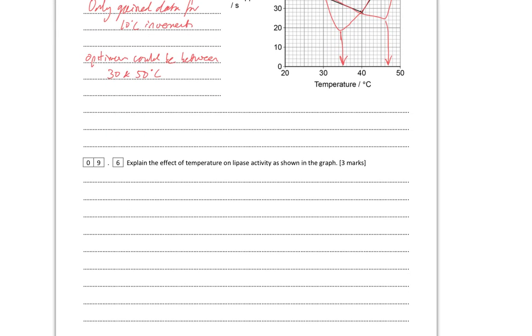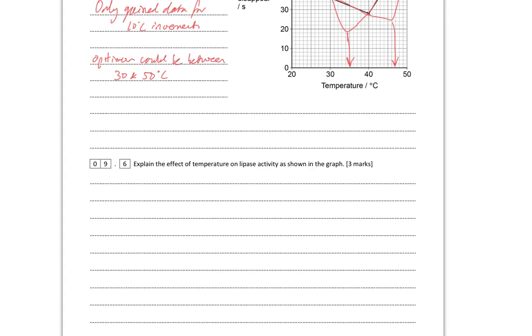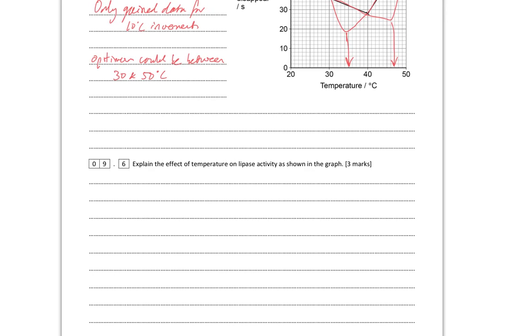Then we're on to a good old explain question. Explain the effect of temperature on lipase activity shown by the graph. So why does it get faster as it gets warmer? The rate of reaction goes up due to more KE, therefore more ES complexes and collisions with the required activation energy.